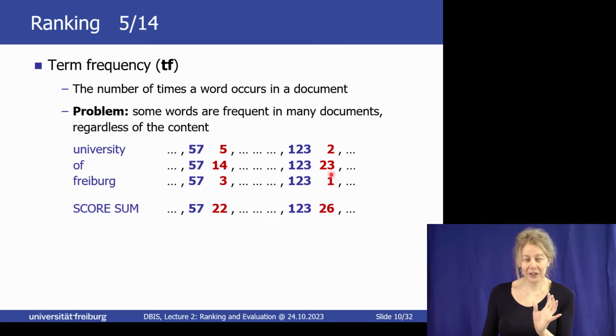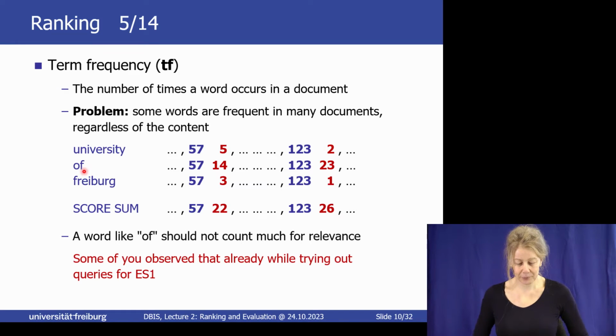That's not good, right? So why did it get higher? It contains the word "of" very frequently, which really says nothing, but the words which somehow carry meaning, University and Freiburg, it contains them less often. So we would say, looking at this, 57 should be ranked higher because University and Freiburg are more important than "of". So that's the problem.